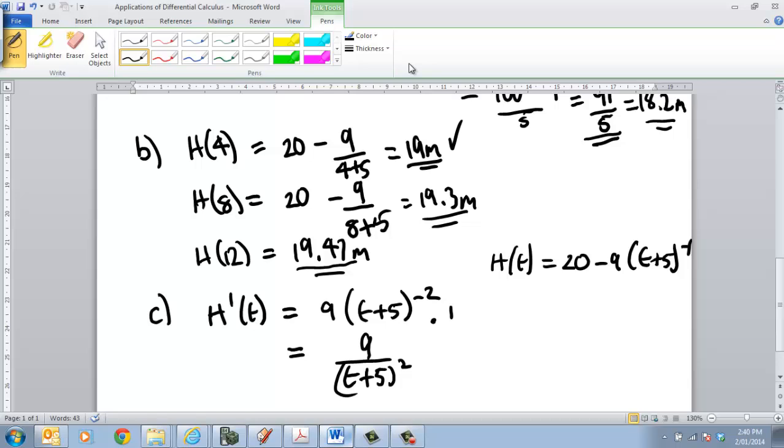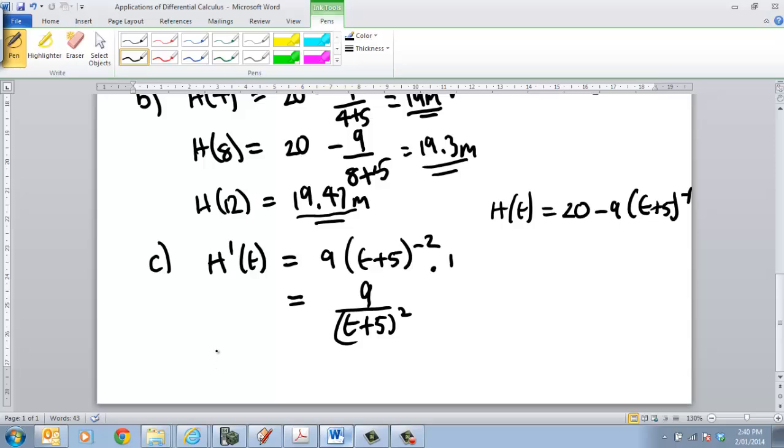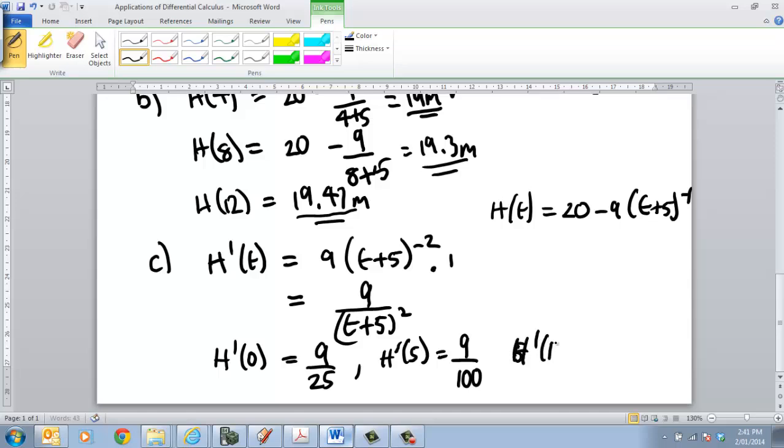squared. Okay, so in this particular case, if we're looking at finding the rate when t is 0, we put 0 in there, and that will be 9 over 25. If we put in 5, that's going to be 9 over 10 squared, which is 100. And if we do h dashed of 10, that's going to be 9 over 225. Alright, so you get the idea about what we're doing there in relation to finding derivatives. You find the rate of change first, and then you put the value into there.